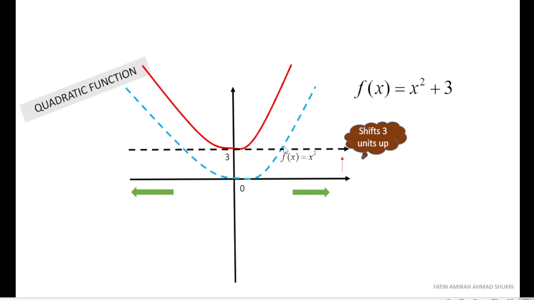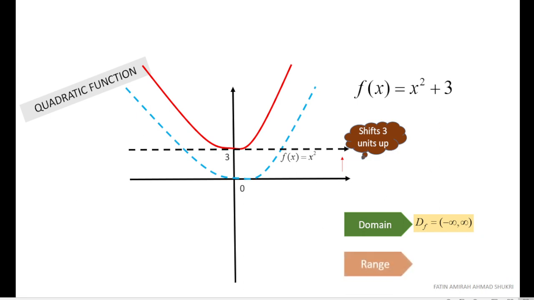If you look at this graph, the domain is read from left to right. So x can be any real number. So the domain is the set of all real numbers, or you can rewrite it in open interval form, negative infinity to infinity. Alright, what will be the range?